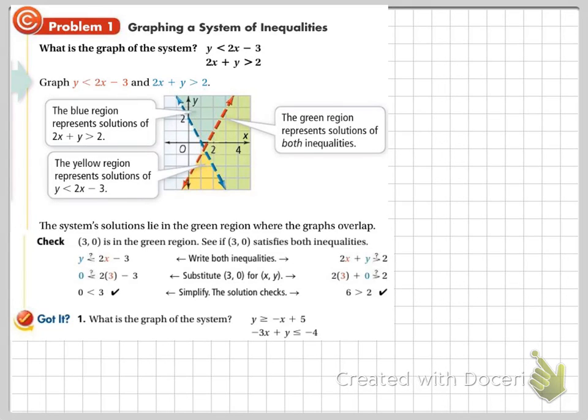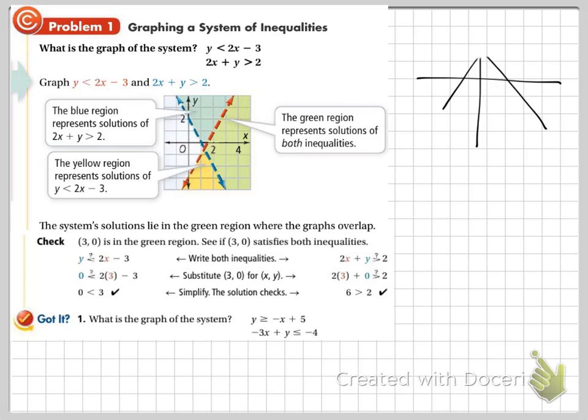This is 6.6 of algebra. So we looked at systems of equations before, where we had like y equals 2x plus 3 and y equals 4x minus 2 or something like that, right? So on a graph, we graphed both equations, and they intersected at a point, and that was our solution.